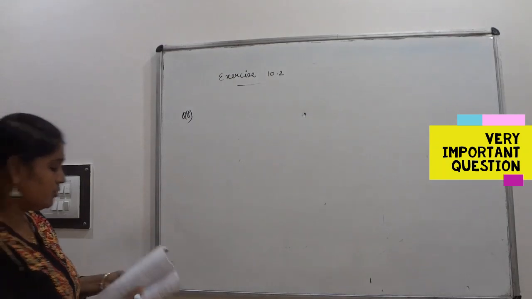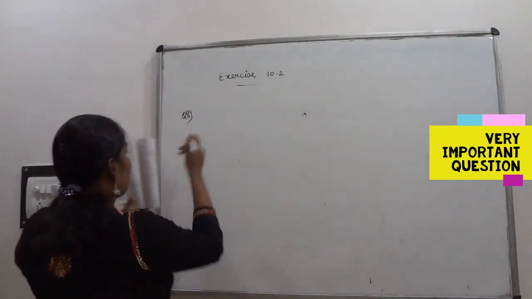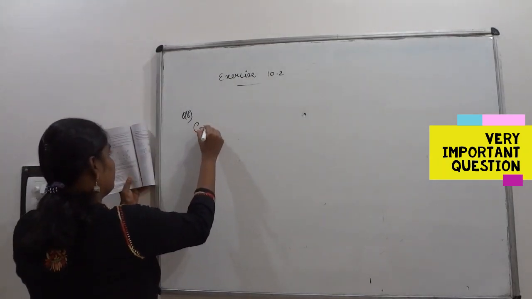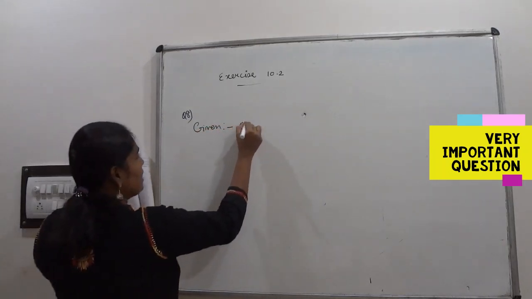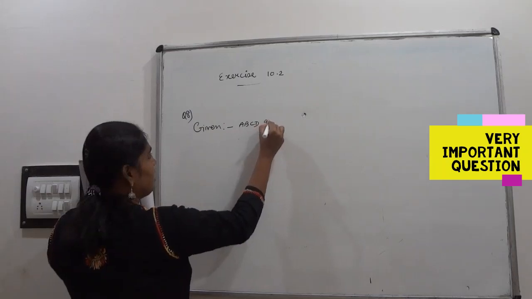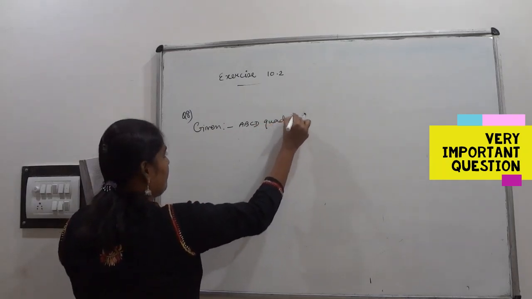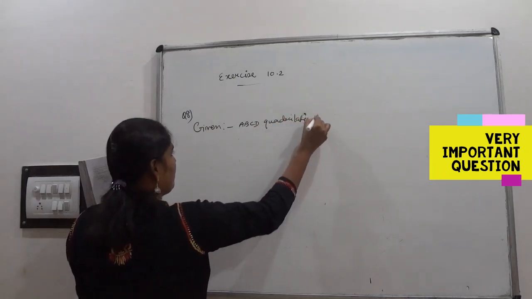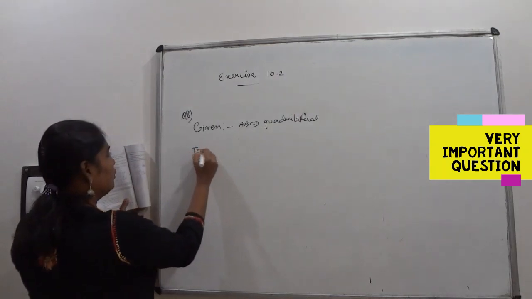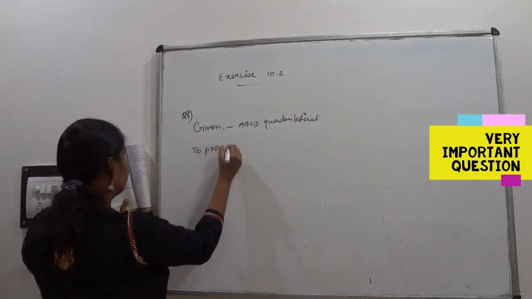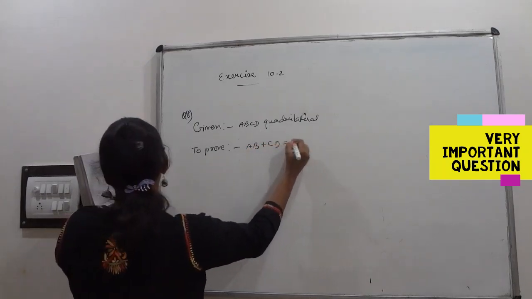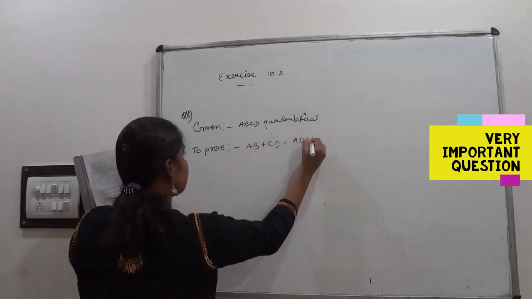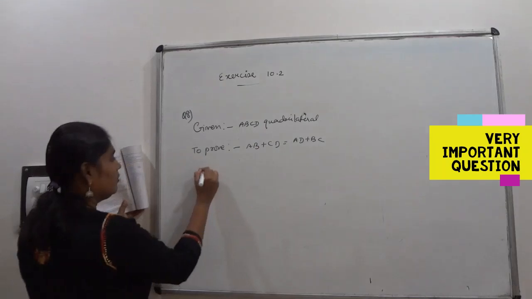So first write what is given. What is given? ABCD is quadrilateral. So write it here. ABCD is quadrilateral. To prove, what you are going to prove, that is AB plus CD equal to AD plus BC. Then proof.